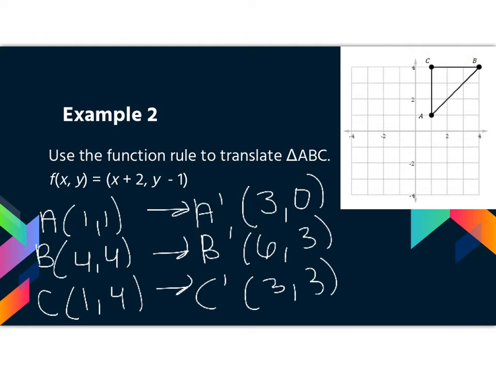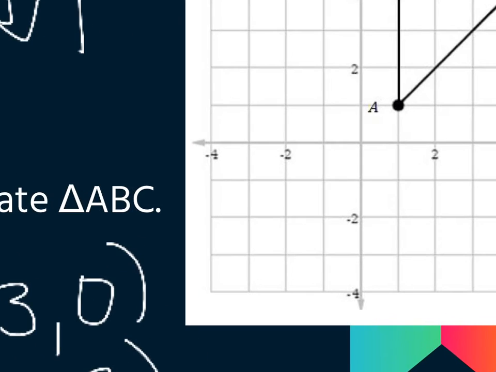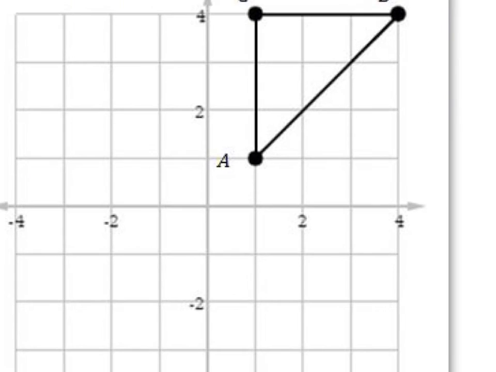Another method for graphing the image of triangle ABC is to look at the mapping rule. So notice how we have x plus 2. That means that we're going to be translating right 2 units, and y minus 1 means we're translating down 1 unit. So basically, we're going to do right 2 and down 1. So if we just look at our points that are given here, we can just apply that. So we go right 2 and down 1.